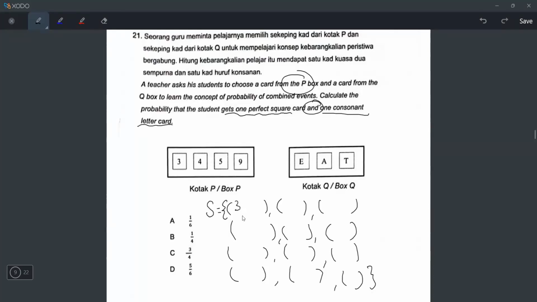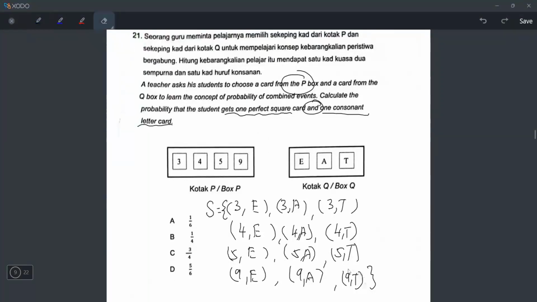So the first possibility is you get 3E, or maybe 3A, 3T, 4E, 4A, 4T, 5E, 5A, 5T, 9E, 9A, 9T. What does 9T mean? It means the student gets 9 from box P and gets T from box Q. That's what it means. So this 9T represents that possibility. There are 12 possibilities in total. Now only I start to answer the question.